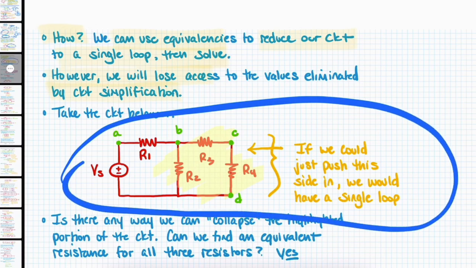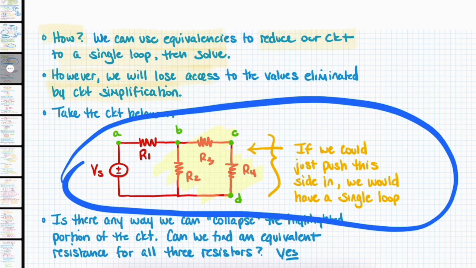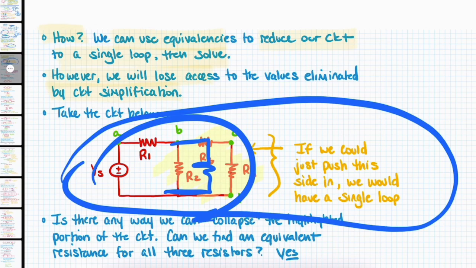Now, why is this almost a single loop? The reason I would say it's almost a single loop is because you have a resistor network here that I'm pretty sure, just by looking at it, we can collapse into a single resistance. I can just observe that these two are in series, and then that would be in parallel with this. So just from looking at this, I know that I can make all this into a single resistance. And if I do, then we have a single loop.